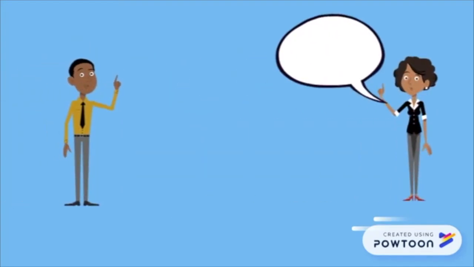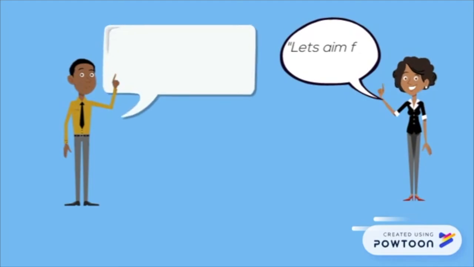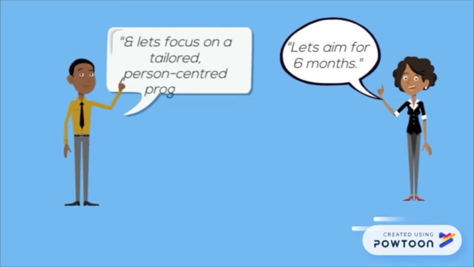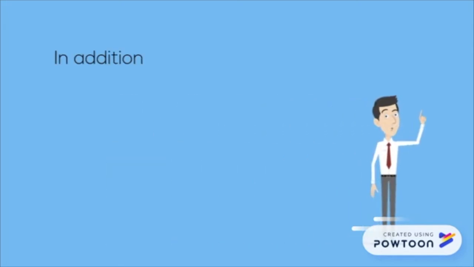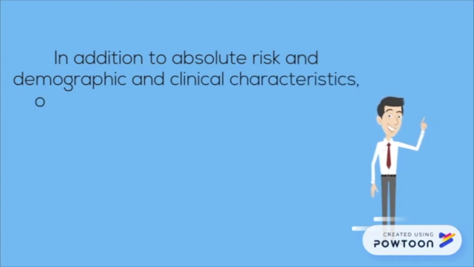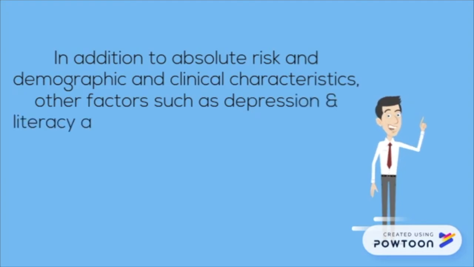The program involved a 6-month commitment to a tailored person-centered program that supports the person in the reduction of absolute risk by focusing on aspects of health behaviour the individual can change. In addition to absolute risk and demographic and clinical characteristics, other factors such as depression and health literacy are assessed to investigate how these factors may influence program outcomes.